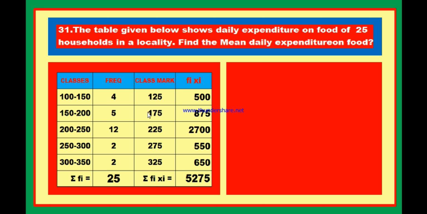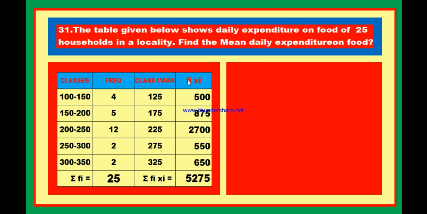And the class mark of this class: 150 plus 200 is 350. 350 divided by 2 is 175. Otherwise, the difference is 50, so you add 50 to each class mark to get the next class mark. 125 plus 50 is 175, plus 50 is 225, plus 50 is 275, plus 50 is 325. These are the class marks.